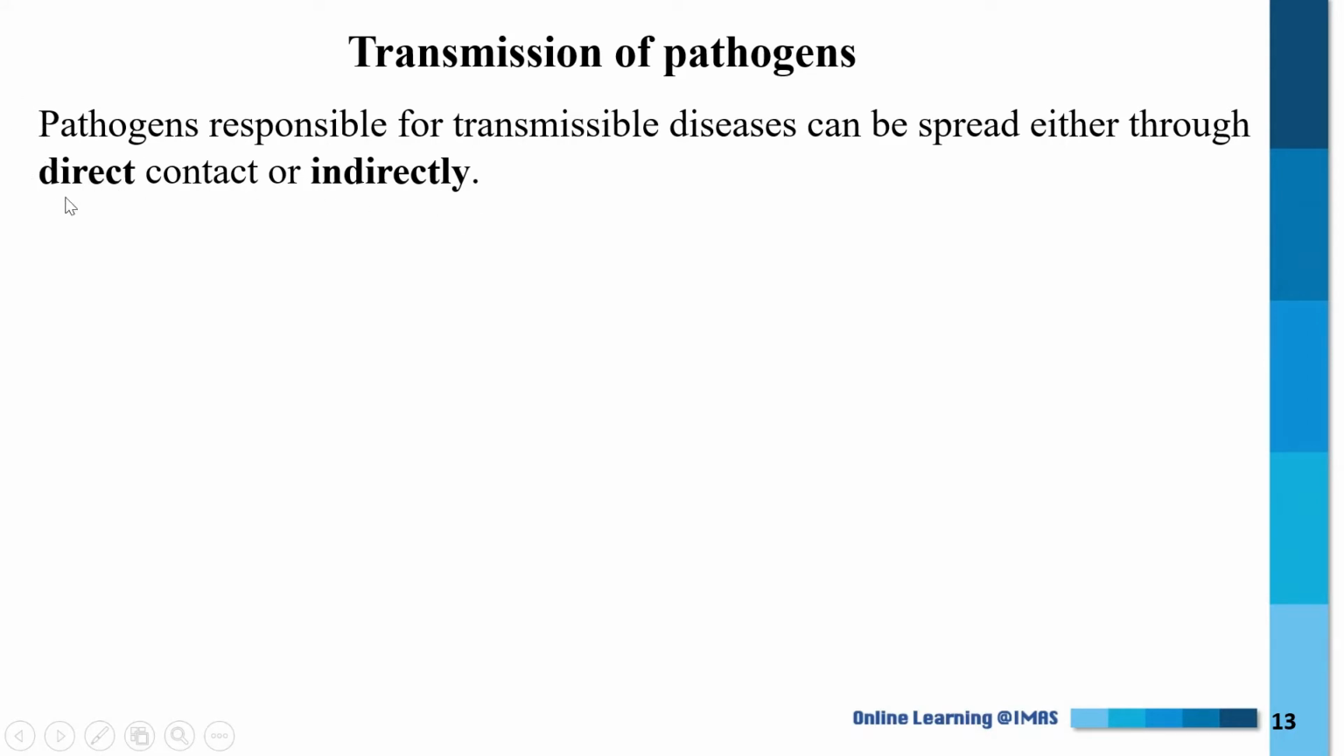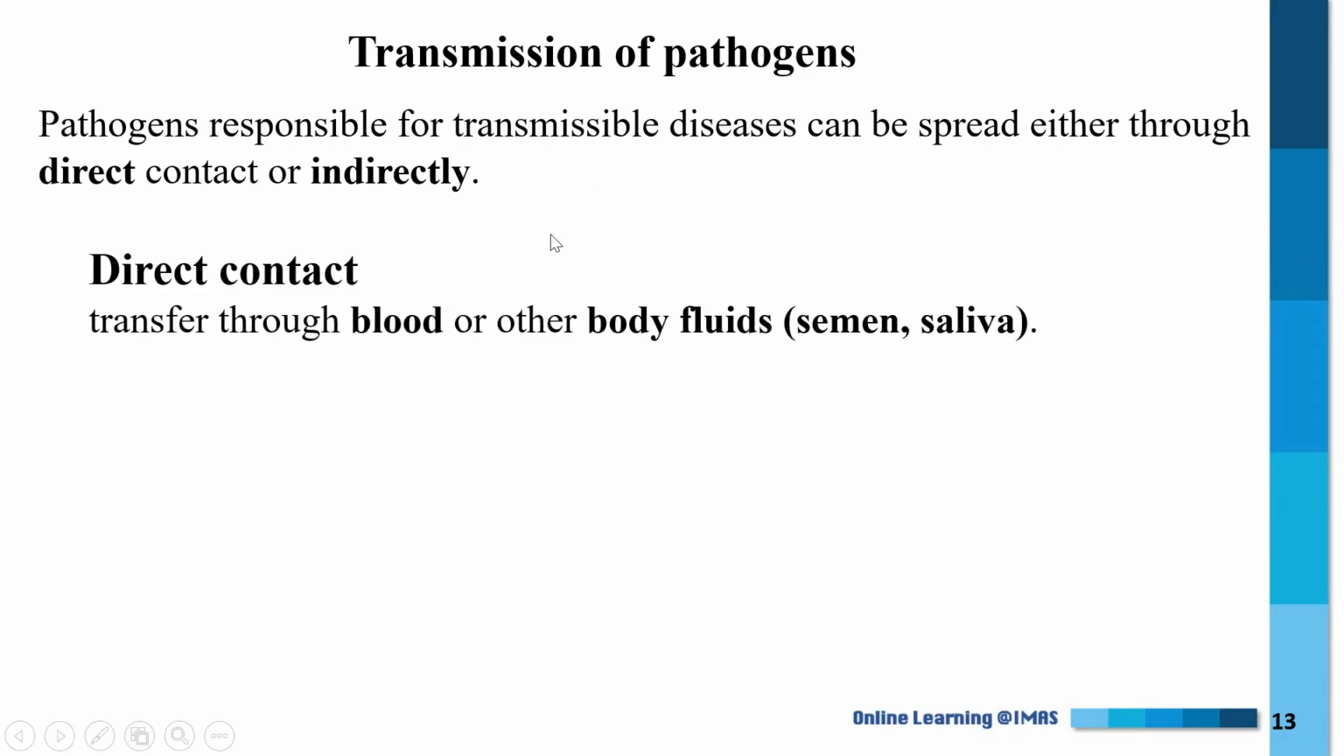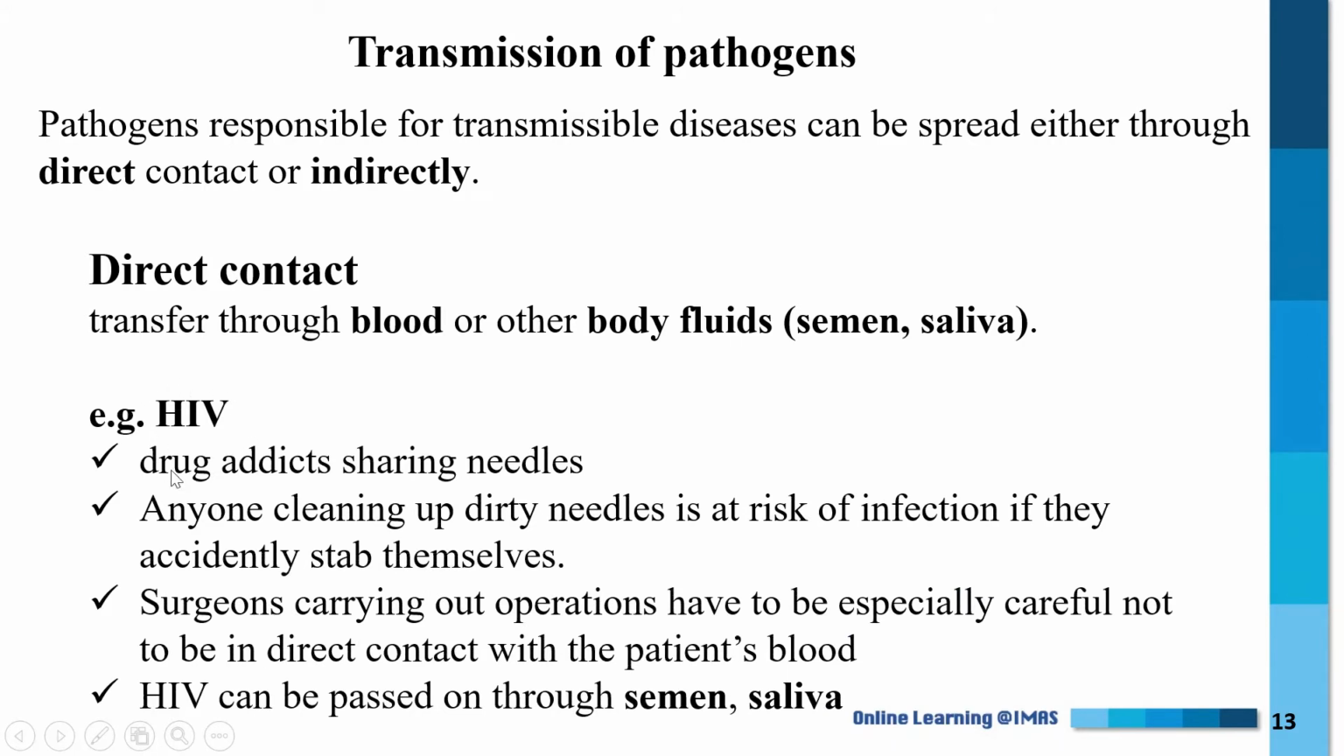It can be done by direct contact, meaning the bacteria or virus can pass from one person to another person directly. Examples of direct contact: it can be through the blood and other body fluids like semen, saliva, sometimes even the milk when the mother is breastfeeding her baby. And an example here is HIV.